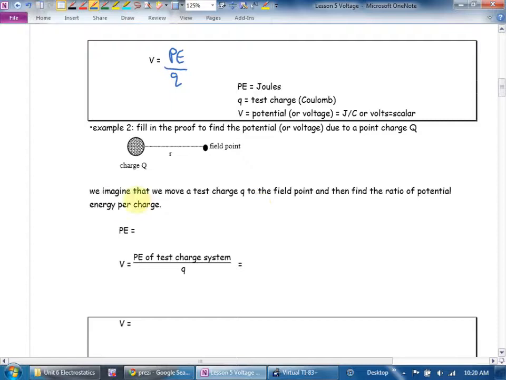What we're going to do here is move a little test charge, little q, to the field point, from here to here. And then we're going to find the ratio of potential energy per charge. So potential energy is K, big Q, little q, over R. Voltage is energy per Coulomb. It's going to be K, big Q, little q, over R, divided by little q. So that's potential energy, and that's little q.